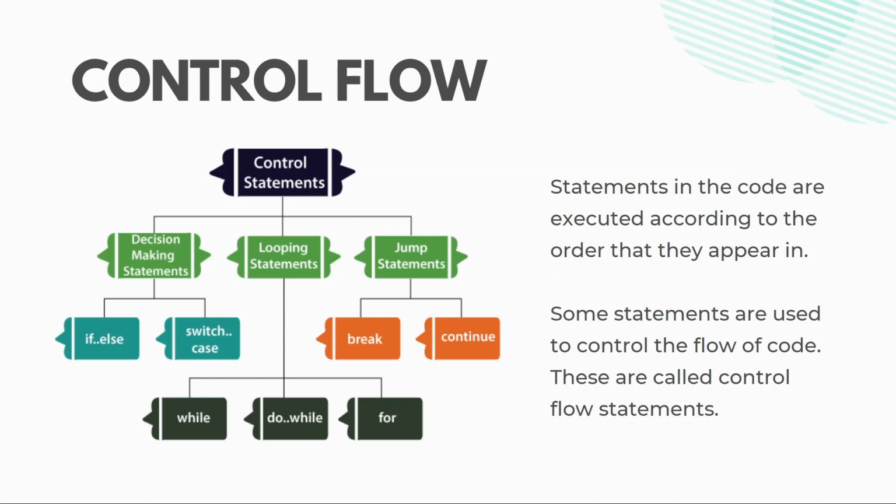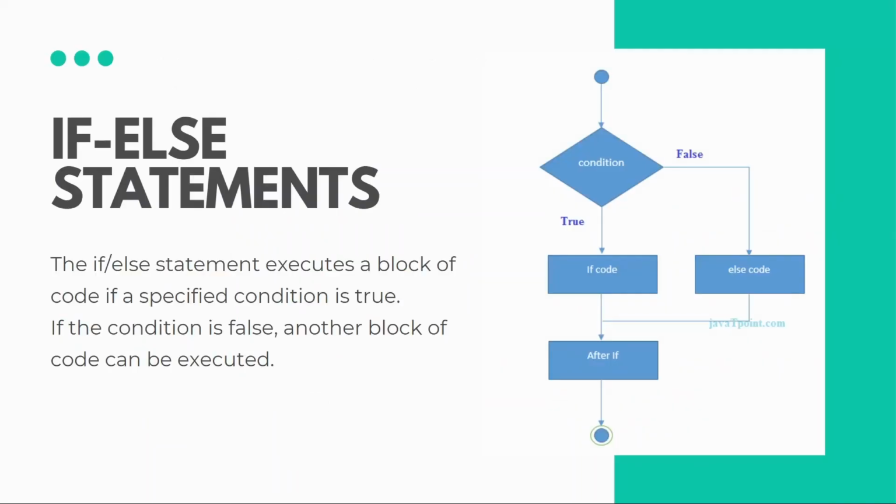Sometimes you need to get the computer to make choices based on a condition, and then skip certain sections of the code. On the left, I have a chart of some control flow statements in Java. Today we'll learn about the if-else statement, which is the one in teal, and this is a type of decision-making statement. It asks the computer to choose a path based on a certain condition. This executes a block of code if a condition is true. If it's false, another block of code can be executed. Executed just means run.